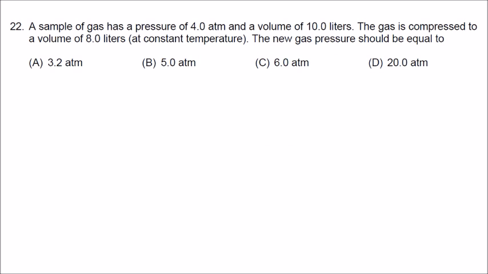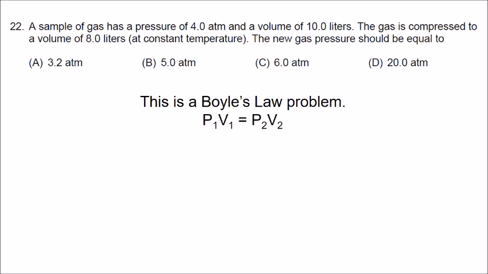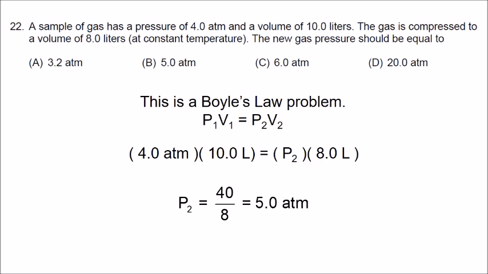Number 22, this represents pressure and volume. This is a Boyle's law problem, so P times V equals P times V. The initial pressure is 4 atmospheres. The initial volume is 10 liters. The new pressure is, we don't know, at least not yet, and the new volume is 8 liters. So when we do the math, we're doing pressure equals 40 divided by 8, so the answer is 5 atmospheres.